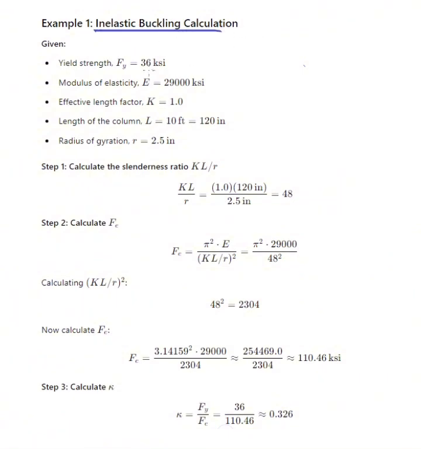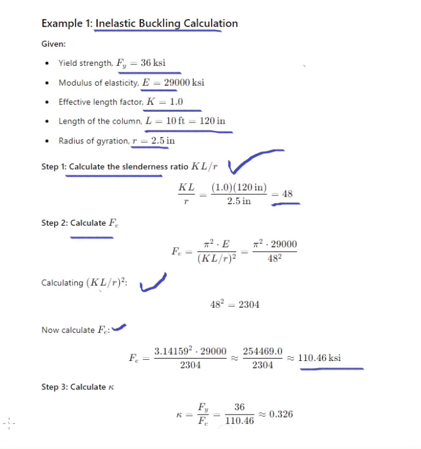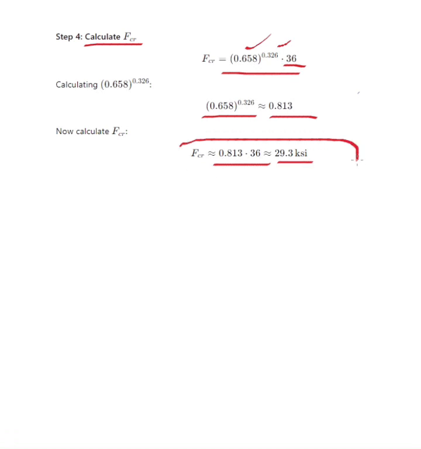Let's see an inelastic buckling example. Fy is 36 ksi, with the elastic modulus, effective length factor, length, and radius of gyration given. First step, calculate the slenderness ratio. Second step, Fe equals pi squared E by KL by r squared, and we can get each term. So Fe is 110. Calculate the K value: Fy by Fe is 0.326. Then Fcr is 0.658 to the power 0.326 times 36. It becomes 0.813, so 0.813 of 36, which is 81% of the Fy value.